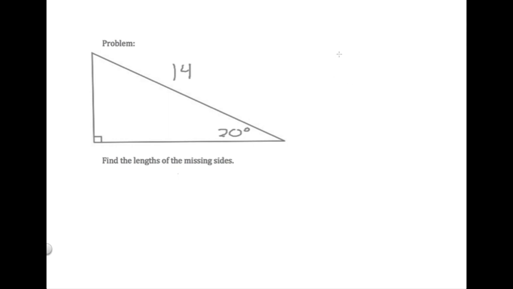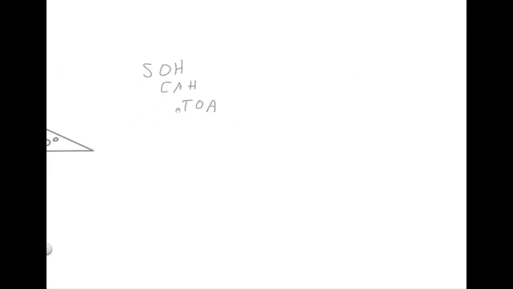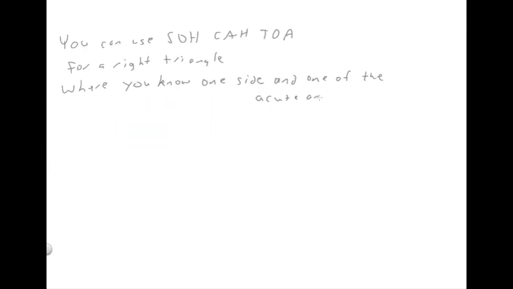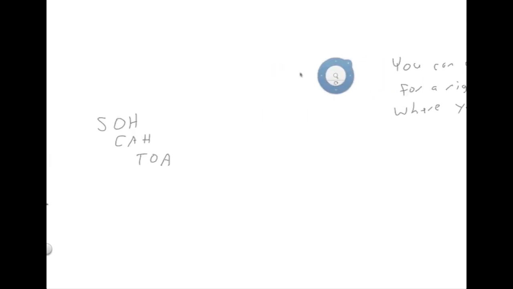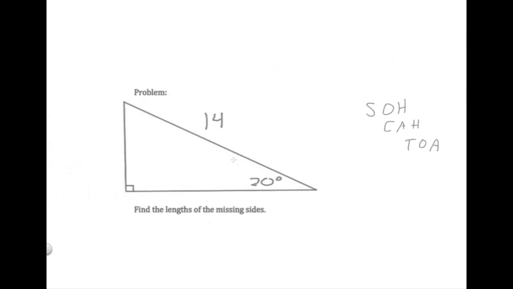For this problem, we can use SOHCAHTOA. By the way, when can you use SOHCAHTOA? When is there enough information to use SOHCAHTOA? Generally you can use SOHCAHTOA when you know one side and one of the acute angles. If you know one side and one of the acute angles, you can use SOHCAHTOA. You can use it when you have a right triangle where you know one side and one of the acute angles. Remember, the acute angles are these two angles.